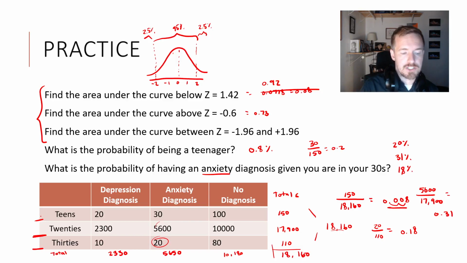We're saying, all right, just for teenagers now, what's the likelihood of having anxiety? Just for 20-year-olds, what's the likelihood of having anxiety? Just for 30-year-olds, what's the likelihood of having anxiety? And this gives us 20, 31, and 18 respectively. So we would say that 20-year-olds are more likely to have anxiety than any other group when you control for age. Teenagers are going to be second most common, and the 30-year-olds are going to be the least common.